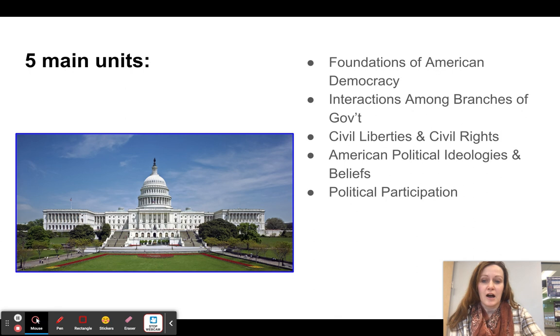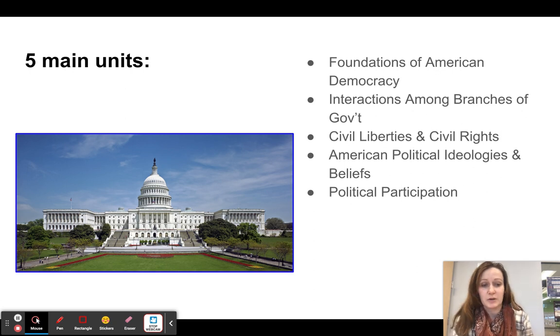Regardless of the order, they are Foundations of American Democracy, where we learn about ideals from the Enlightenment that led to our democracy and our founding, events and documents of our revolution that led to the government we have today. Interactions among branches of government. So we learn how the judicial, legislative, and executive branches, along with the bureaucracy, interact and work together, about their separation of powers and their checks and balances.